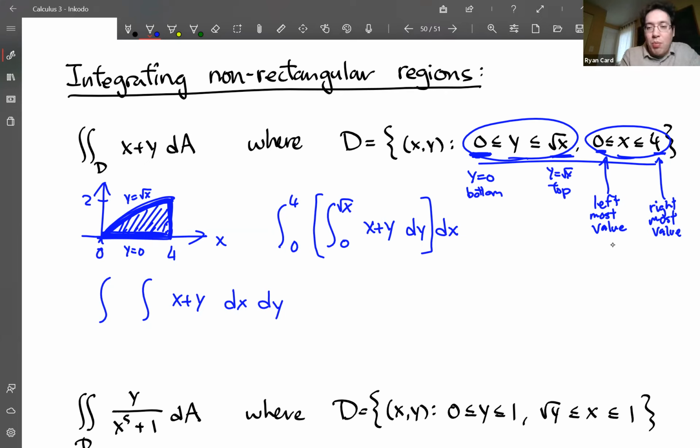Okay, so what do we do? When we're integrating with respect to x, instead of integrating from bottom to top, x is going to integrate from left to right. So you look at the region, and this curve right here, it's the top curve, but it's also the left curve, right?